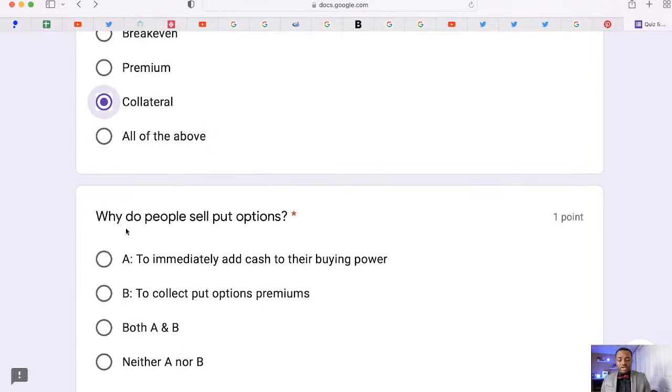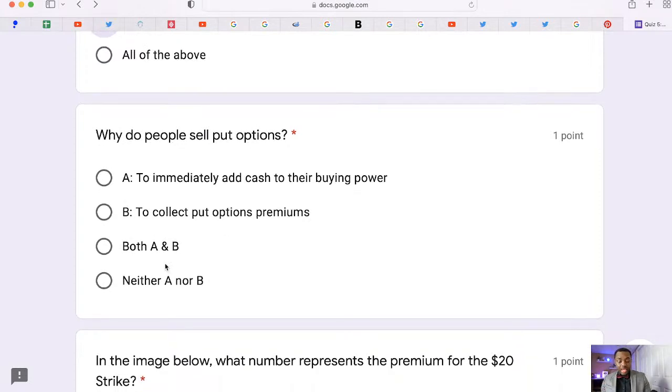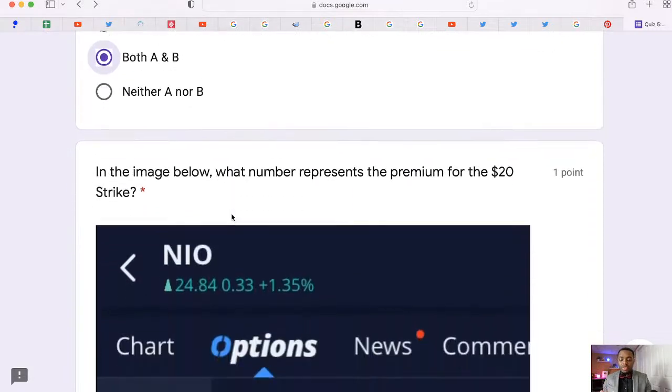Now, it says this. Why do people sell put options in the first place? Is it A, to immediately add cash into their buying power that they can use immediately? Is it B, to collect put option premiums? Is it A and B, or is it neither A nor B? So it's both. It's A and B, to immediately add cash to their buying power and to collect put option premiums.